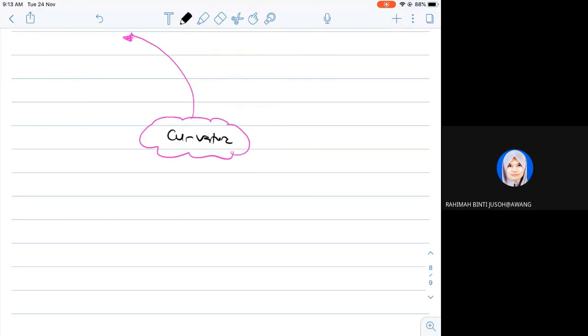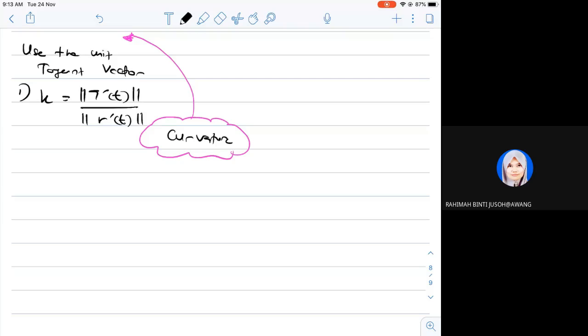Number one, we will use the unit tangent vector formula, the unit tangent vector, which is the formula number one: kappa equals to magnitude of T prime t divides by magnitude of r prime t. Okay, that's the first formula. All right.